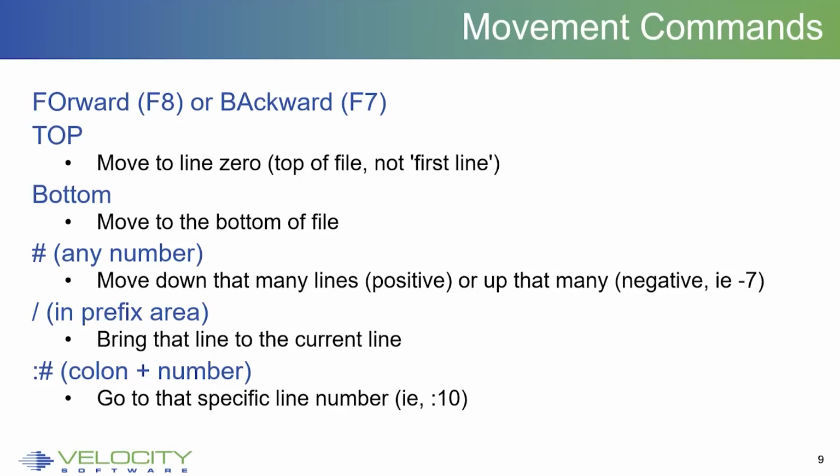You can type any number and move that many lines down, or you can do a negative number to move that many lines up. So if you type 5, it's going to move 5 lines down. If you type -5, it'll move 5 lines up.